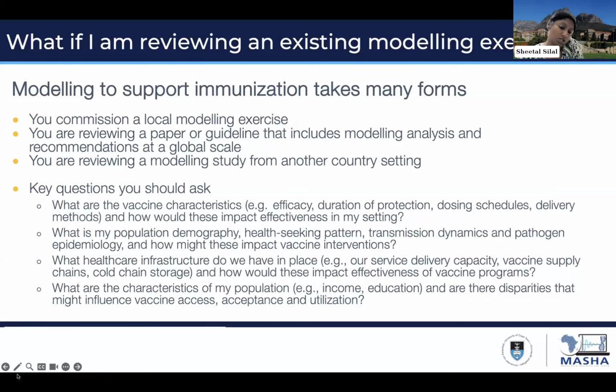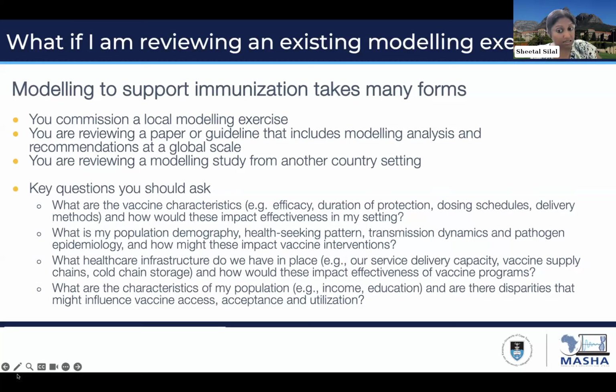So here are a few key questions you can ask. If you are reviewing a modeling study that has already been completed, you could ask, what are the vaccine characteristics that were employed in that modeling study? So what type of vaccine was it? Was it even a relevant vaccine? Perhaps you are considering introducing a DTP booster dose through a DTaP dose of a vaccine, and the study has done a Td vaccine. Would that be equally relevant to you? Perhaps not. And so you ask yourself, is the vaccine relevant?